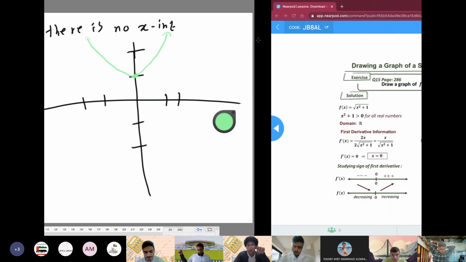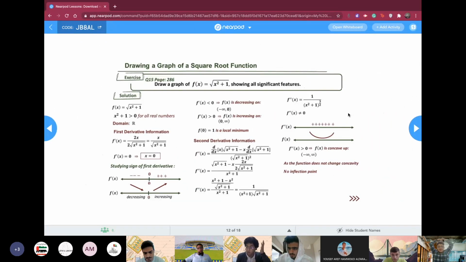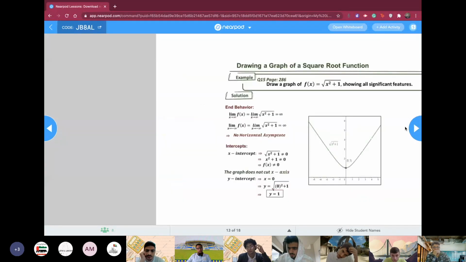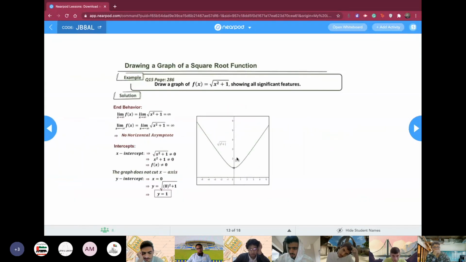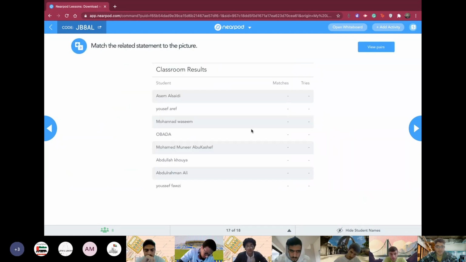Now let's go back to the slides and see if our solution was correct. As you can see here, it's the same, the 0 and 1, and there is no x-intercept. And now we just have a quick activity. If you can join it and do it, please.